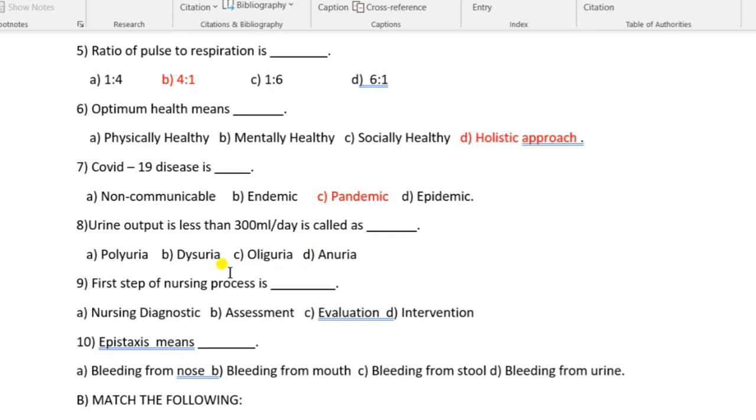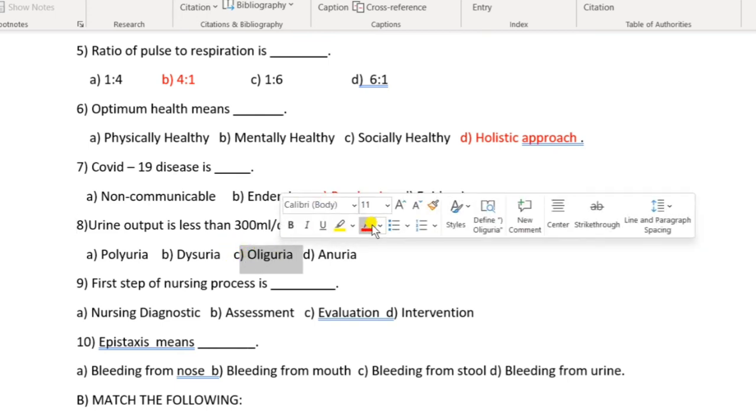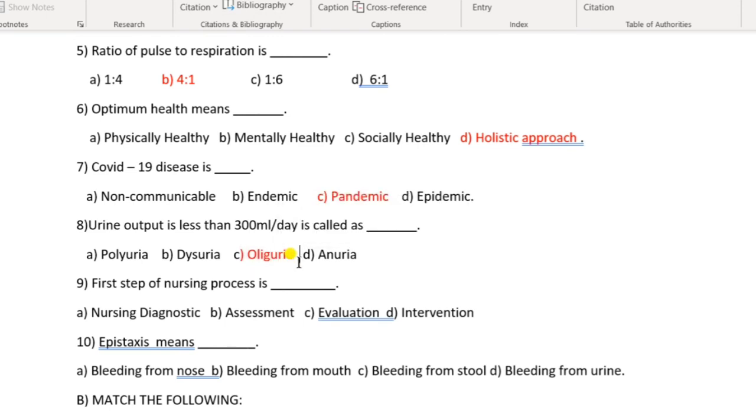So polyuria means your patient passes more than 3 liters of urine per day. Dysuria means painful urination. Oliguria means urine output is less than 300 ml per day. And anuria means the kidney is not producing urine.